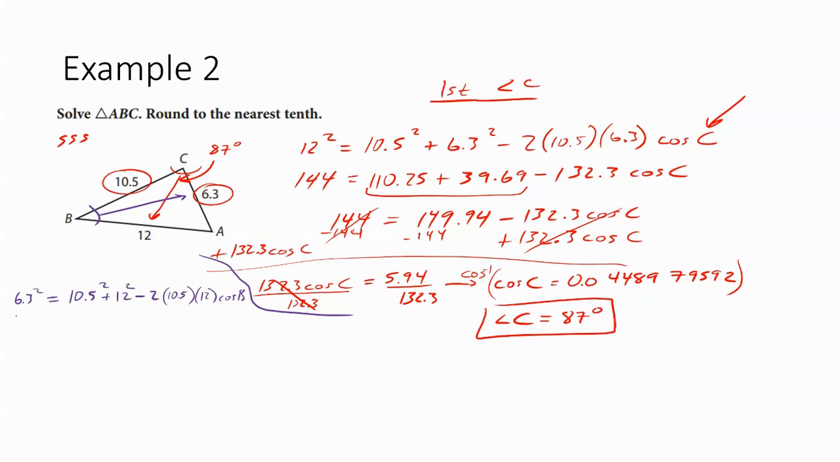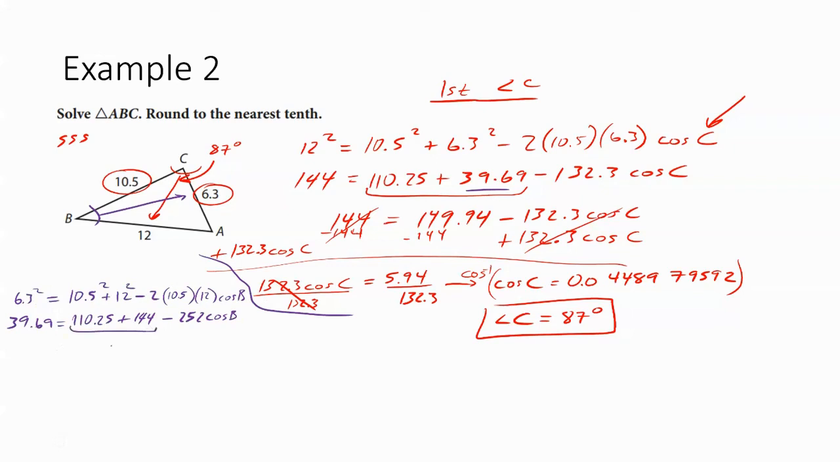So basically it's like this. 6.3 squared, we already got that in the calculator as 39.69, again from up here. And then 10.5 squared is 110.25, the 144 from the 12 squared minus the 2, and it's slightly different. So 2 times 10.5 times the 12, right? And you should get 252 times the cosine of angle B, because that's what we care about finding.